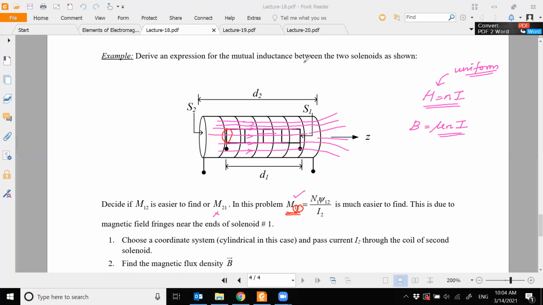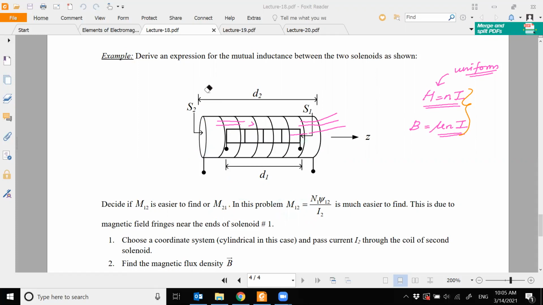M21 is not easier because in M21, you need to find the flux through two due to the current passing in one. Now, the magnetic flux of one will be uniform inside, but outside it will go like this. And I need to integrate this flux along this cross section. So the magnetic flux density expression that we are using is not valid for this yellow region, because it neglects these fringes, which unfortunately we would require to find the flux through this orange area. So we will not get the correct answer, and hence we used the other way around. I hope it is clear now.